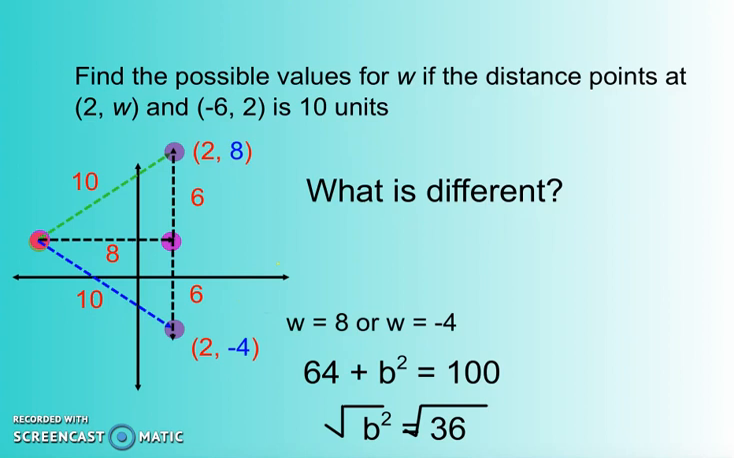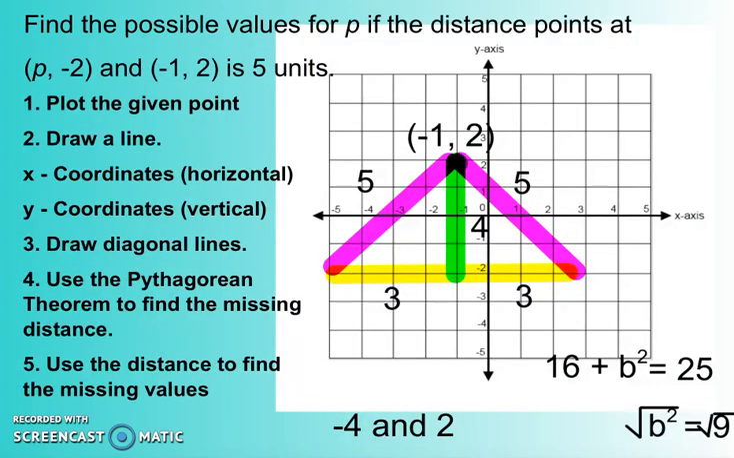Okay, so let's look at some steps. Okay, so here's another problem, and I set this up with the steps. Okay, so step number 1, plot the given point. So here's the point that was given to me. So I plotted -1, 2. That's the first step. Then I drew a line, and my line depended on which coordinates I was given.